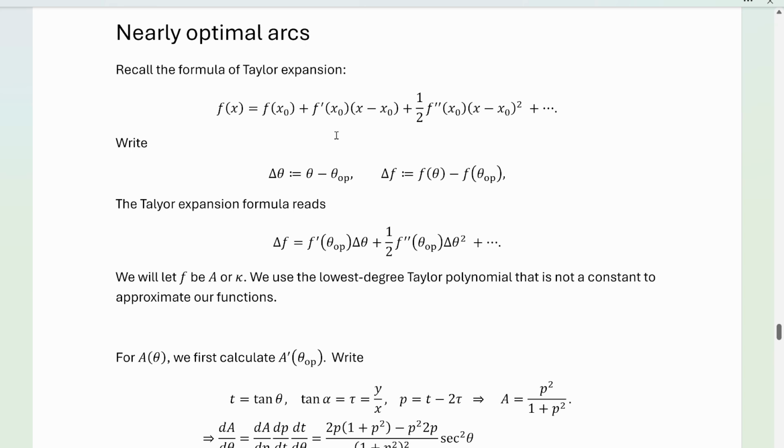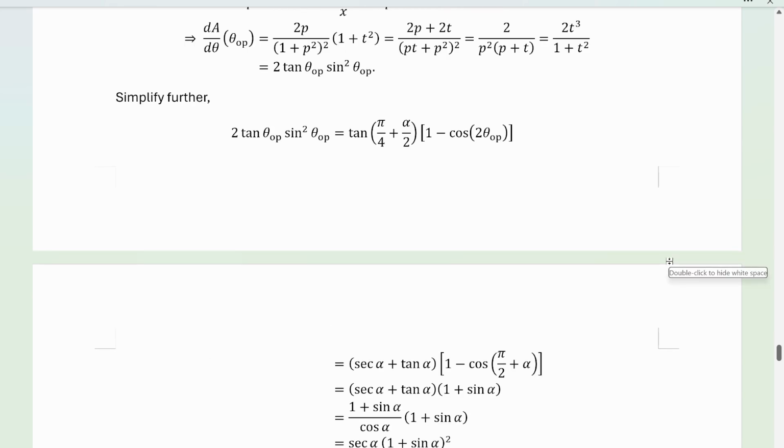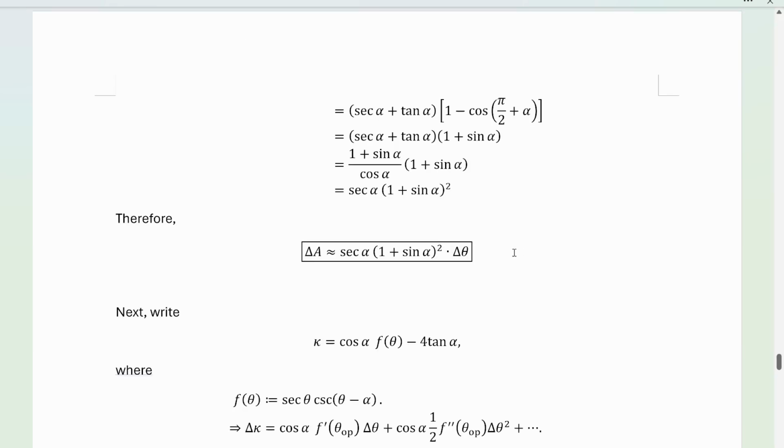And this is where things get kind of tedious. So I'll just go over it really quickly. You can pause the video if you wish to verify the details. Here we calculate a prime, which turns out to be non-zero, and therefore we use a linear approximation for the function a of theta. Here's some further simplification using trig identities.